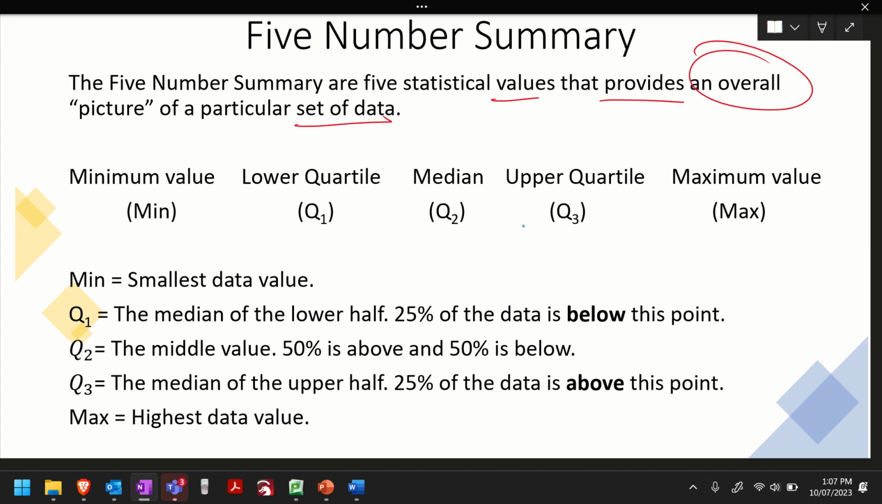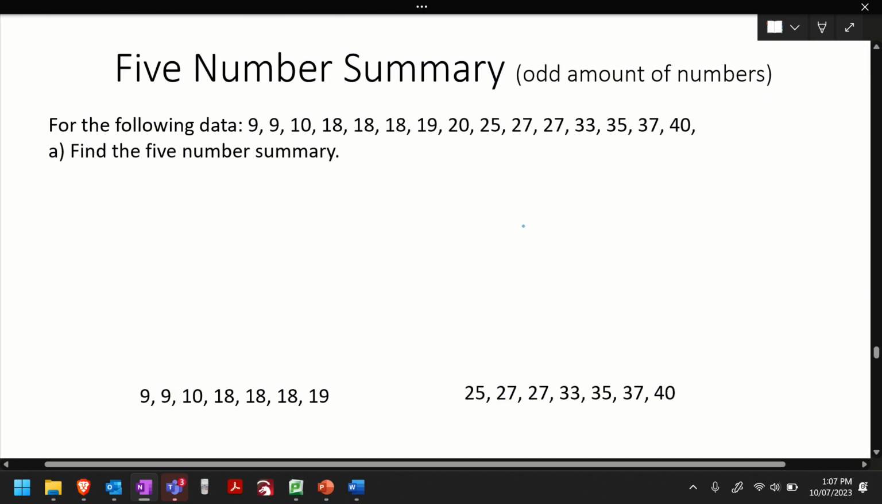Now again, it's all about cutting your data in half. There's your 5 numbers, yeah? What's the smallest? What's the highest? What's the middle, which is Q2, the median? And then what's the middle of the lower half? What's the middle of the upper half? That's all you look for when it comes to the 5 number summary. Let's actually do some of this as a practice, okay?